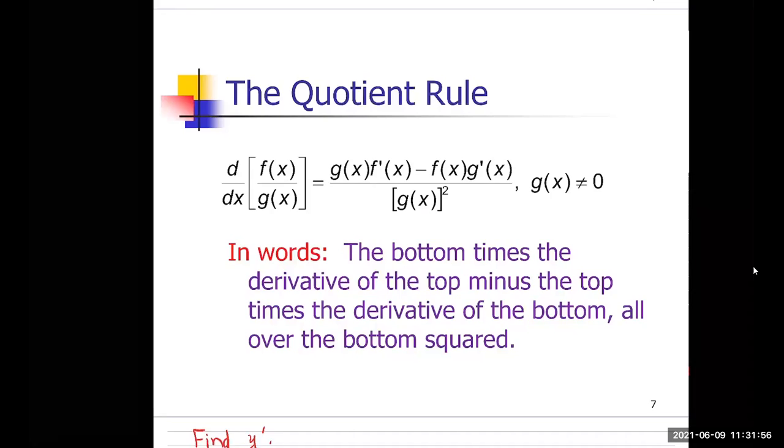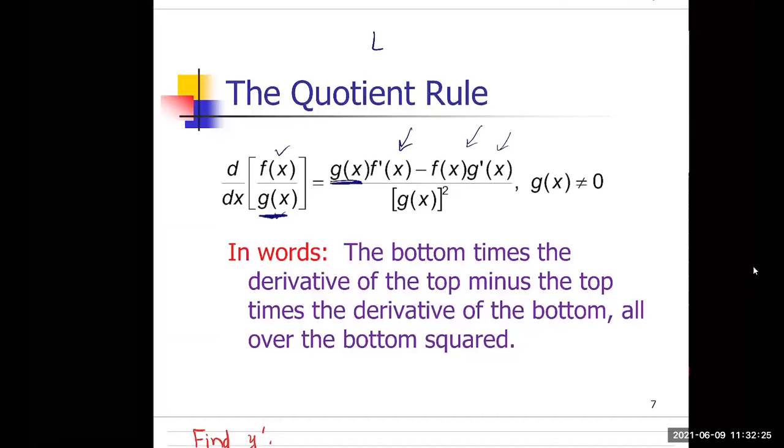The quotient rule says if you're taking the derivative of a quotient, so notice we have f of x over g of x, you can call them numerator and denominator. I just said top and bottom, so I'm going to say it the same way. The quotient rule says that you take the bottom function, g of x, times the derivative of the top, minus the top times the derivative of the bottom, over the bottom squared.